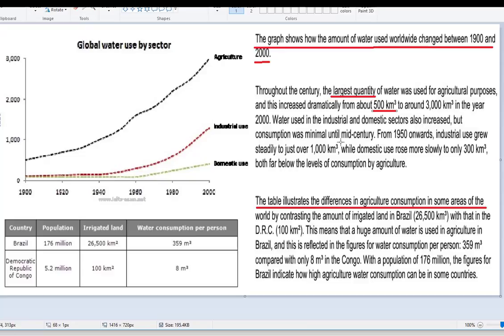Also, "increased consumption was minimal until mid-century." Minimal, okay, but what is the actual number? No numbers given.